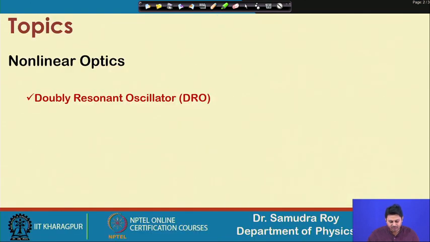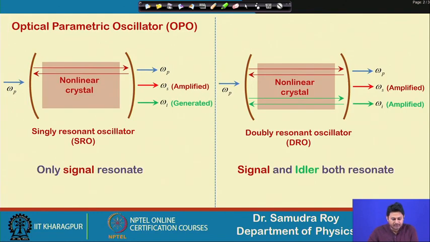Okay, so let me go back to today's topic. Today we are going to understand what is a doubly resonating oscillator, or doubly resonant oscillator, DRO. In optical parametric oscillator, we have already discussed SRO. SRO is a system where we can amplify a particular frequency, in this case omega s, and as a result, as a parametric process, omega i is generated, which is the idler wave.